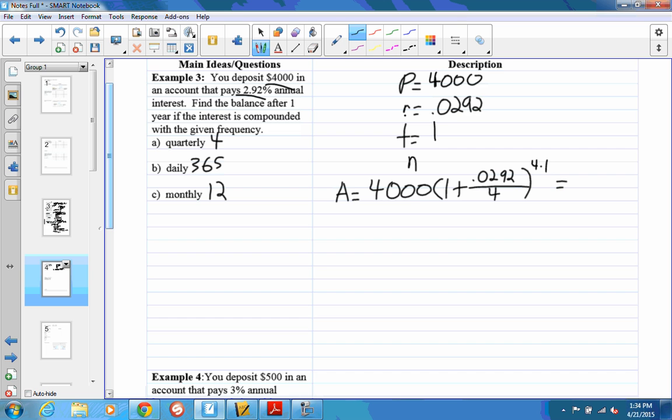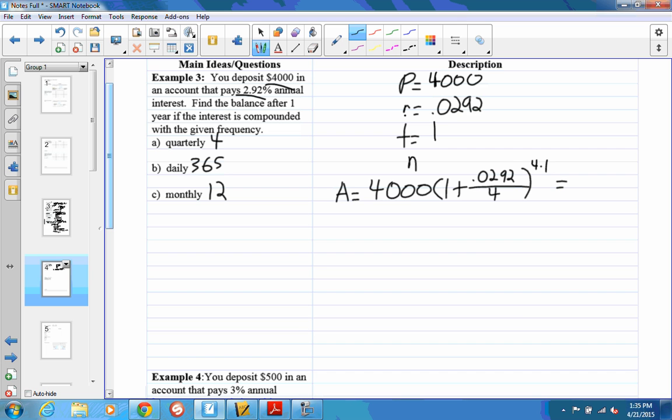Your parentheses become very important here. You did not do it. What you did is 4,000 times 1, which is 4,000. Right, the plus needs to be inside. You're right to put the parentheses around the 0.0292 over 4, but then you need to add that to 1. Then you need to raise it to the exponent, and the last thing you do in this whole thing, guys, is multiply it by 4,000. So PEMDAS: parentheses first, then the exponent, then multiply by 4,000.